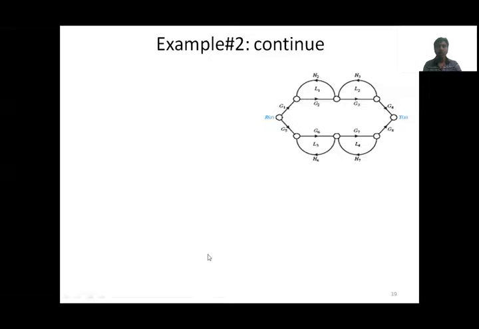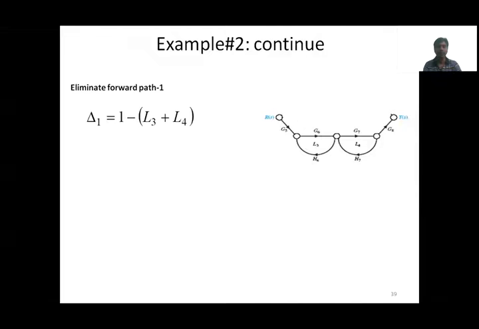Now come to the delta 1, delta 2. Since we have two forward paths, we have to find delta 1 and delta 2. The delta 1. This is the delta 1. Delta 1 is nothing but we have to first remove the first forward path. So first forward path in the signal flow graph, we have to remove it. This is the remaining signal flow graph.